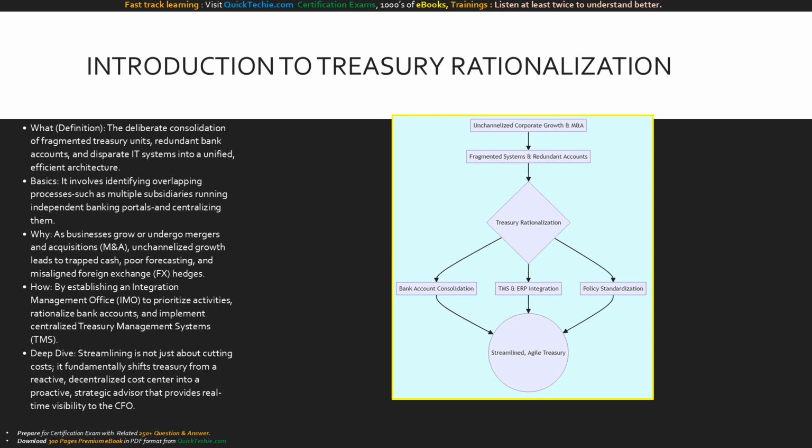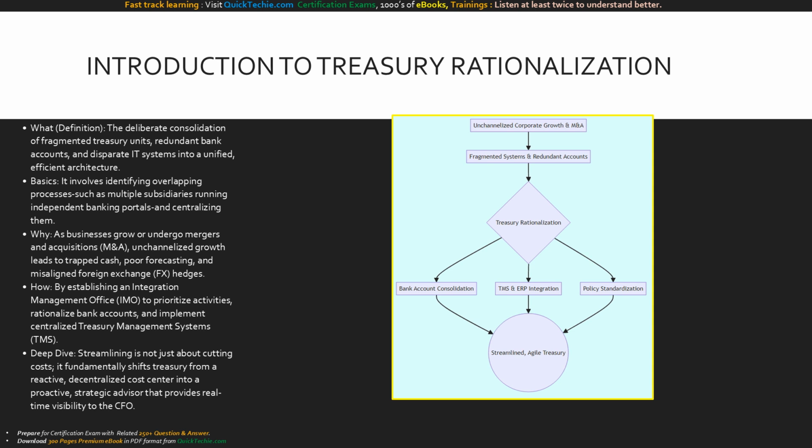Let's start by defining what we mean by streamlining and rationalizing redundant structures. In the context of corporate treasury, this is the deliberate consolidation of fragmented units, redundant bank accounts, and disparate IT systems into one unified architecture. The basics involve identifying overlapping processes, like multiple subsidiaries using completely different banking portals, and centralizing them.